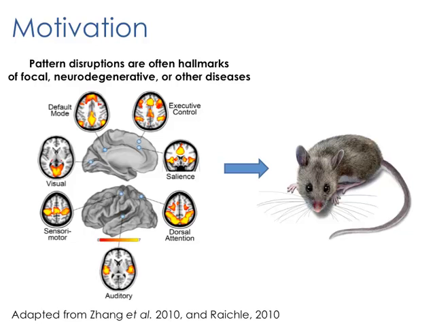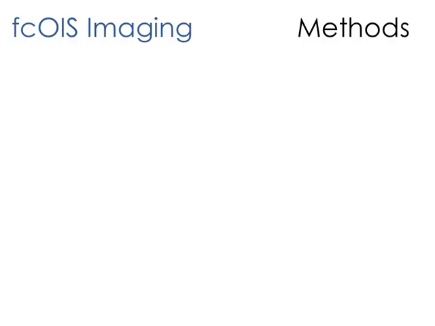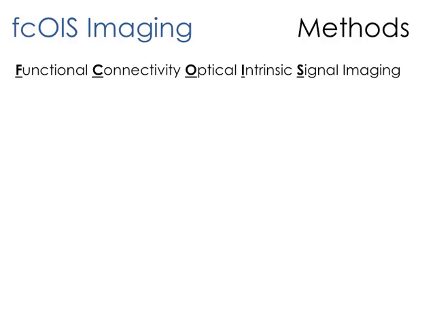Because in mice you have a whole bunch of different genetic manipulations, molecular manipulations, invasive manipulations, all kinds of things that allow you to investigate why these patterns are there and why they are disrupted. And so what I've been doing since probably 2011 is co-developing this technology called functional connectivity optical intrinsic signal imaging.